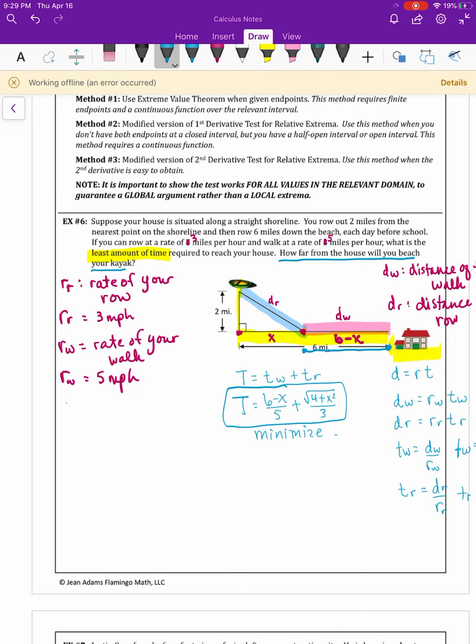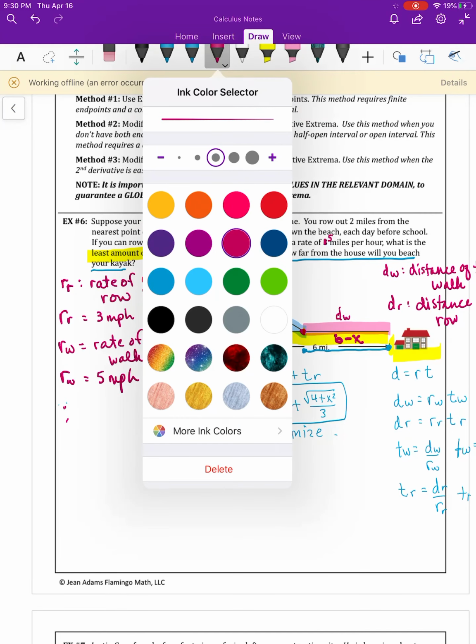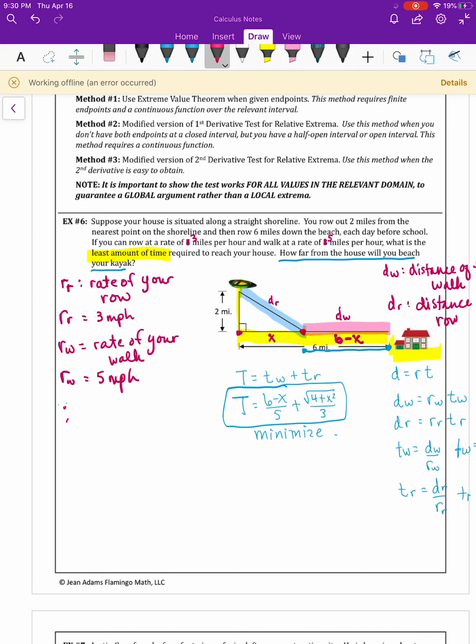Okay, this is the time equation that we want to minimize because we want the least amount of time, because you have to go to school. They're doing it before school. Okay, so let's go ahead and take that t equation and make it a little bit nicer.